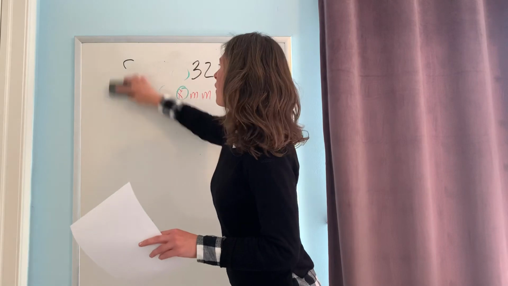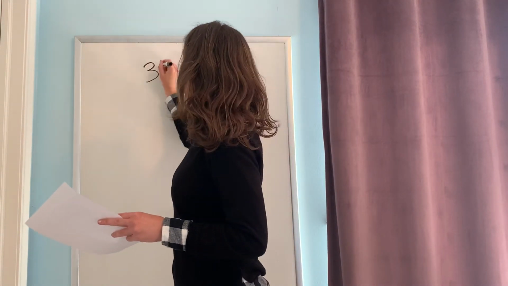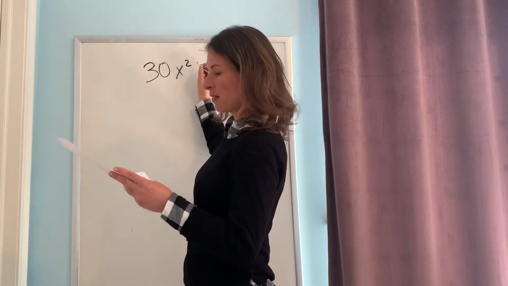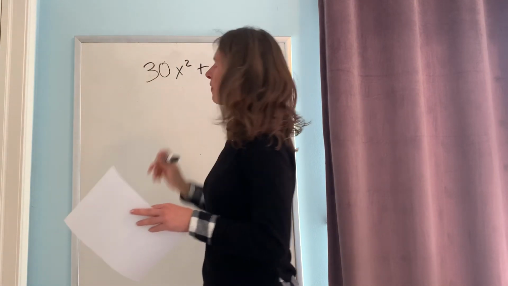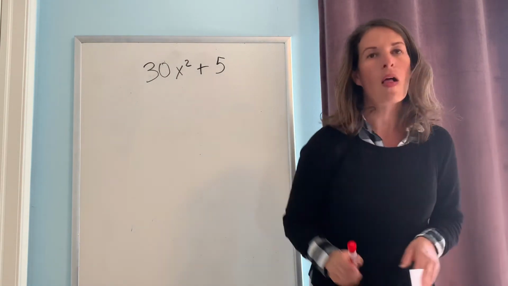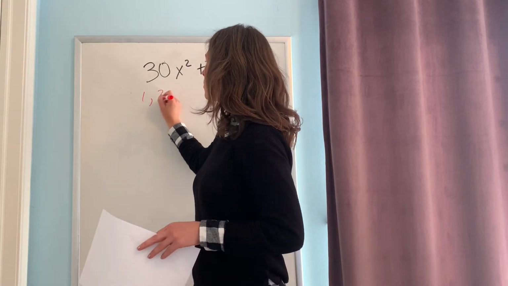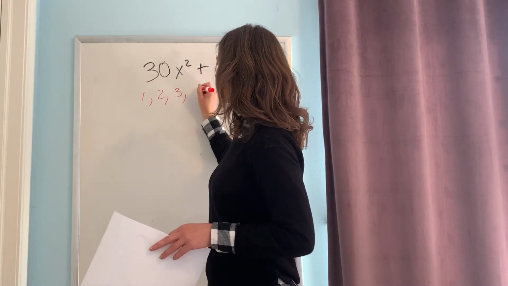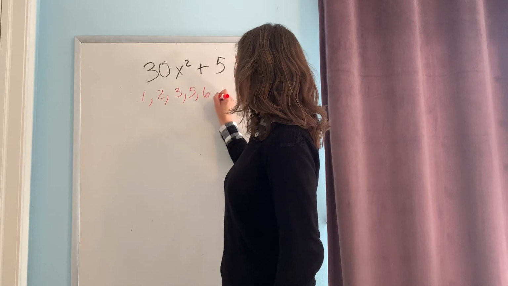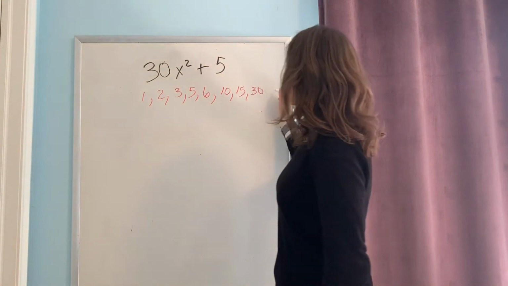Let's do our third problem. So our third problem, I have 30x squared plus 5. So the first thing it tells us to do is to write down all of our factors. So our factors of 30 are 1, 2, 3, 5, 6, 10, 15, 30, and I have 2 x's.